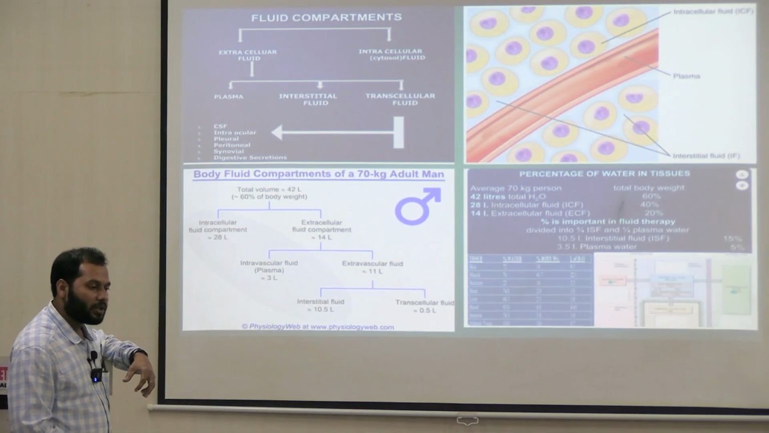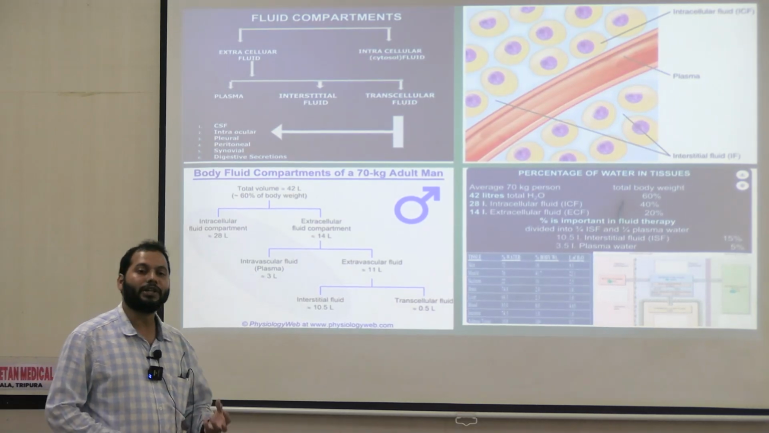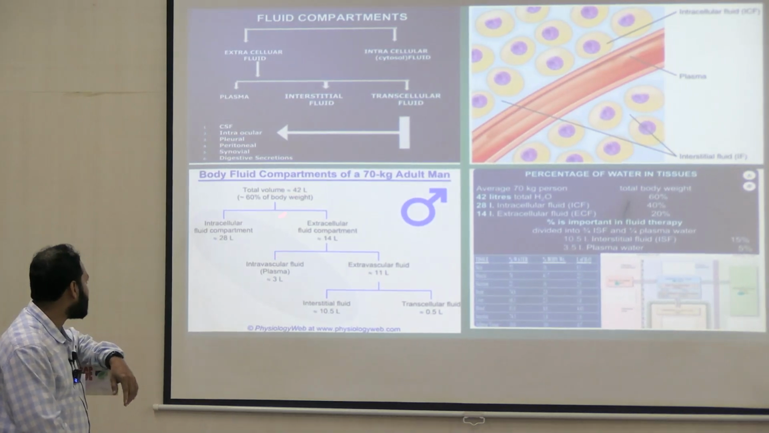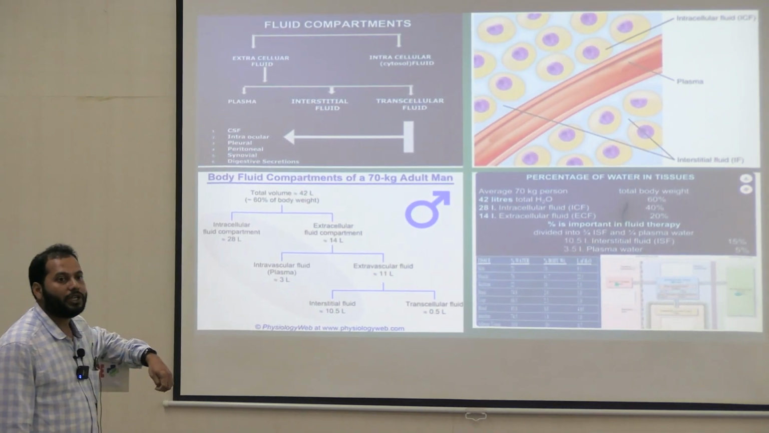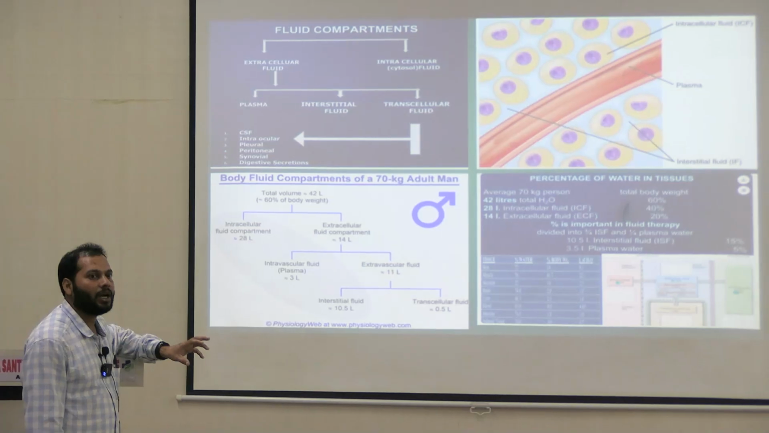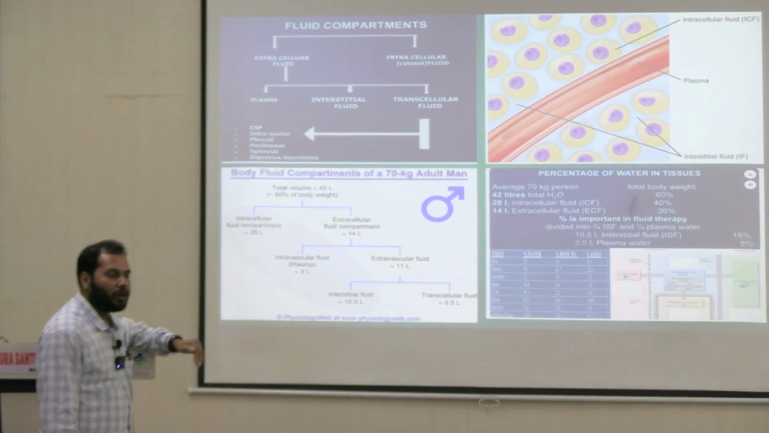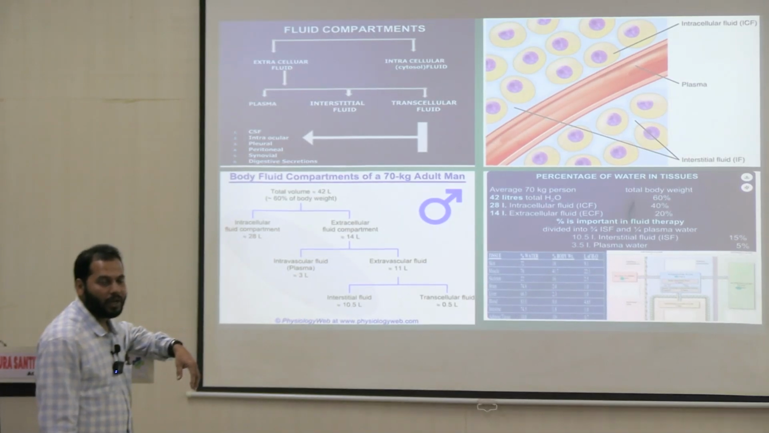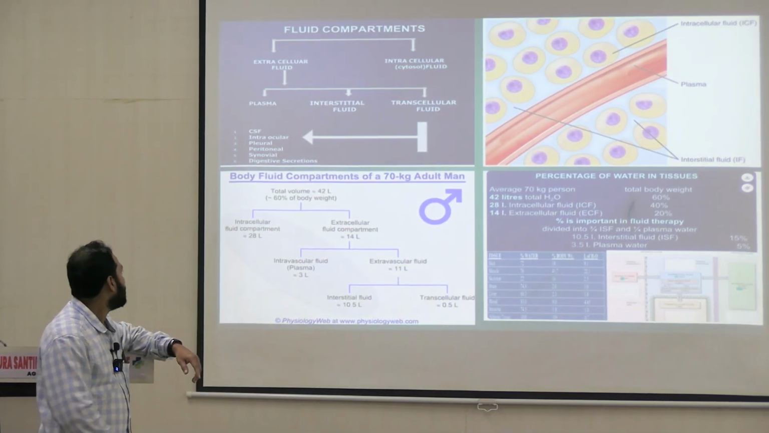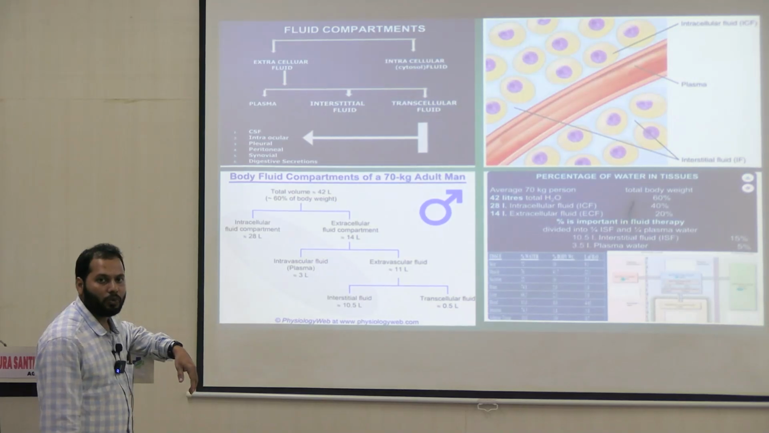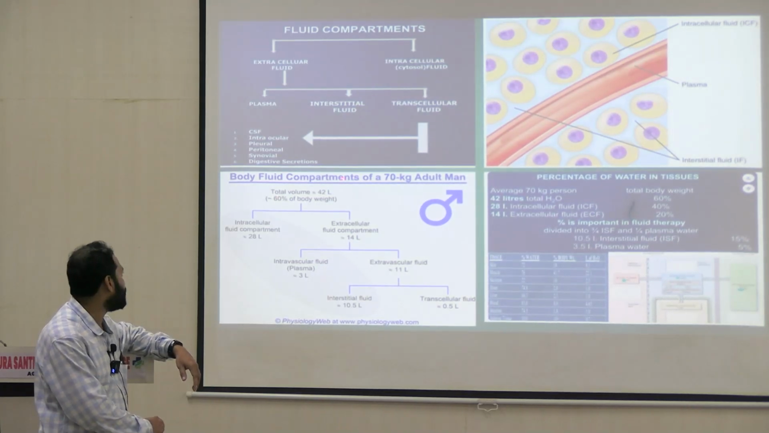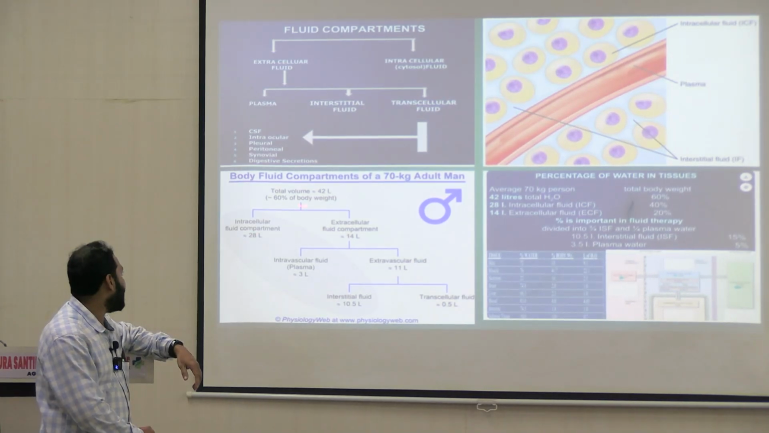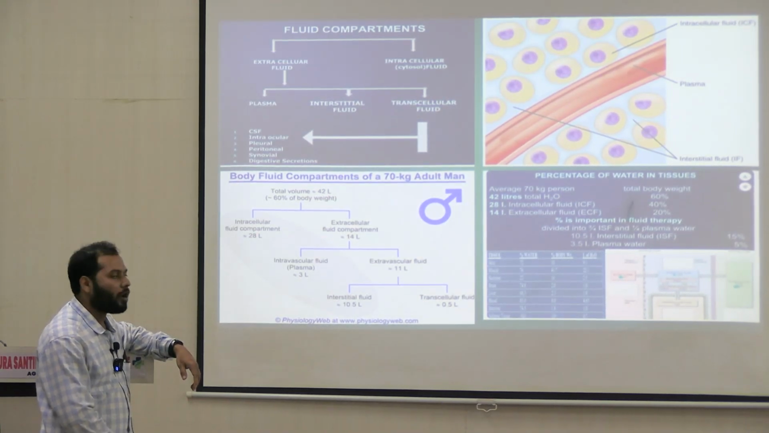Now, if you see the total amount or percentage of body fluids in different compartments, you can see from these diagrams. If you see the body water percentage in a healthy person whose weight is 70 kg, the total body water is around 60%, which is around 42 liters. And that 42 liters is divided into 2 compartments.